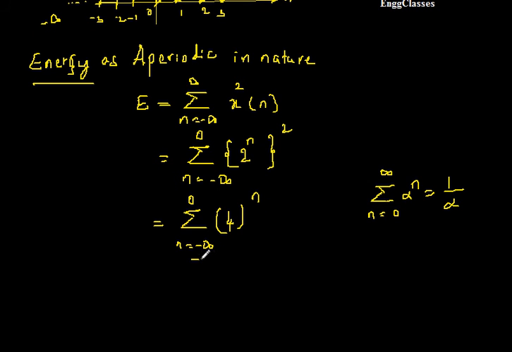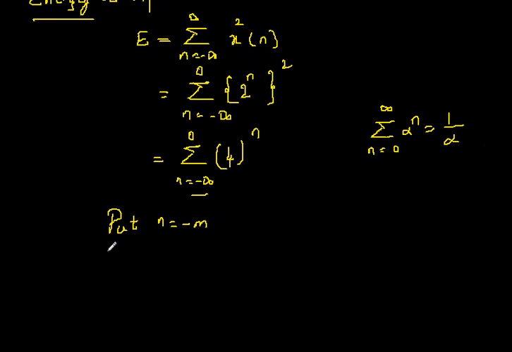The limit is minus infinity. I mean, one of the signs is minus, but here I don't have anything negative. So this must also be positive. So how do I make it positive? For that, I'll change the variable. I'll put n equal to minus m. So let's see what happens. If I put n equal to minus m, the limits are going to be positive.